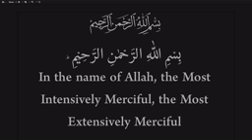And also the root, rahima, rahma, mercy. So it would make sense that the translation has mercy in both definitions, but it expresses it a little differently. So that's why Rahman is intensively merciful, Rahim is translated as extensively merciful. So in the name of Allah, the most intensively merciful, the most extensively merciful. Bismillahir Rahmanir Rahim.